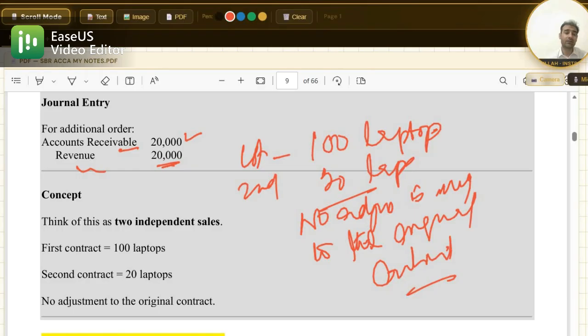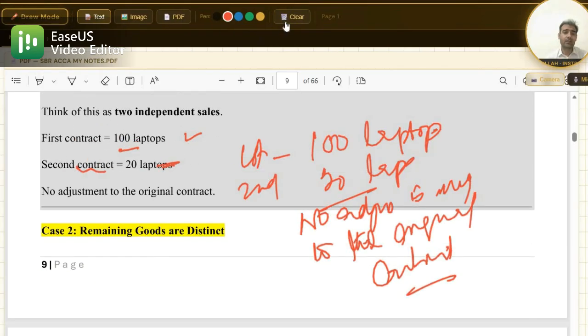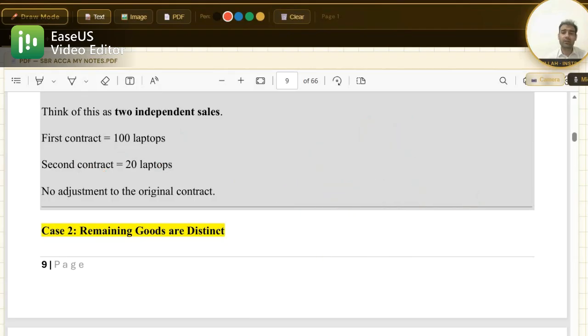I hope you understand this topic. Clear? So now let's move on. This is the thing you have to understand. Now I will just recap this one, and after that we will start case number 2. So a modification becomes a separate contract.